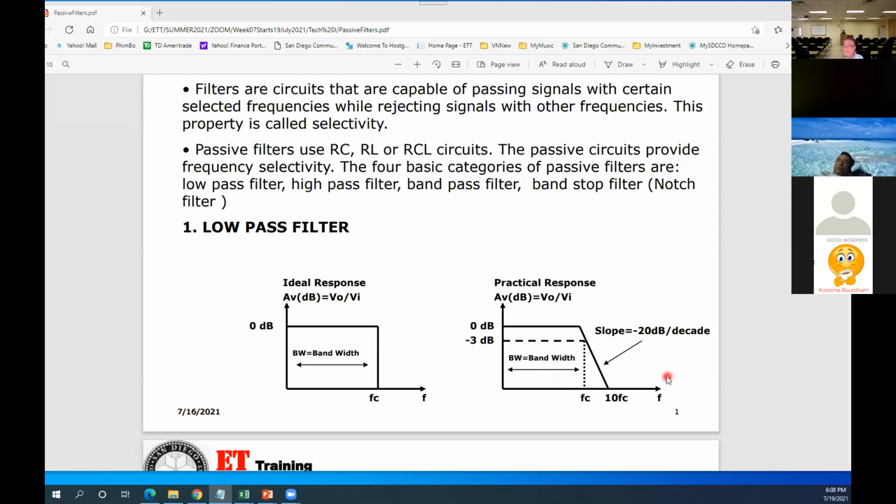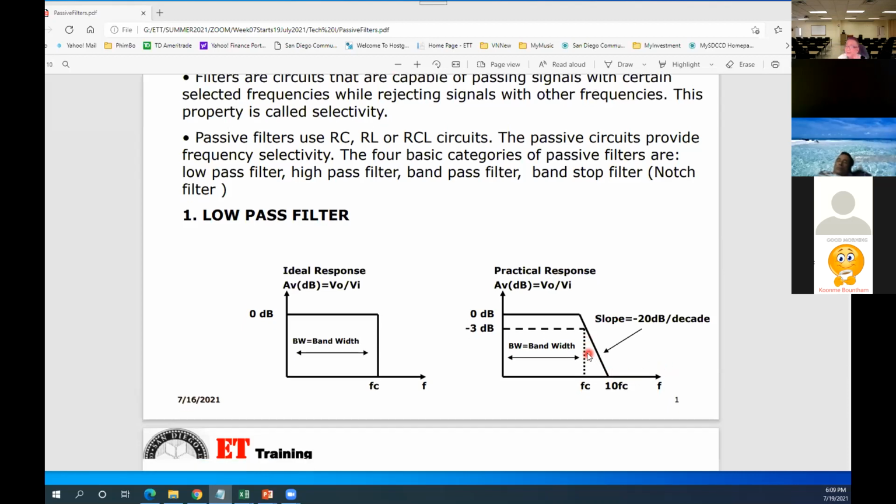Either passive or active filter, they work identically. So any question? How the low pass filter is working? Okay, if not, we go next.